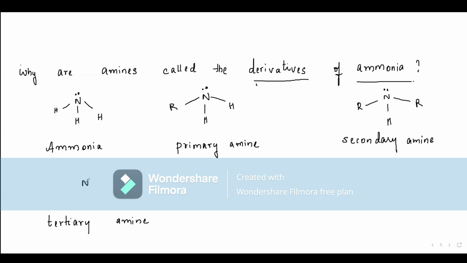Similarly, when you remove all three hydrogens of ammonia and replace them with alkyl groups, you get a tertiary amine. So our lesson, this particular chapter, begins with the statement that amines are derivatives of ammonia. And now we know the reason. Amines are obtained by replacing the hydrogens of ammonia successively by alkyl groups. Okay, aryl is also possible. I'm repeatedly saying alkyl just based on the required syllabus.